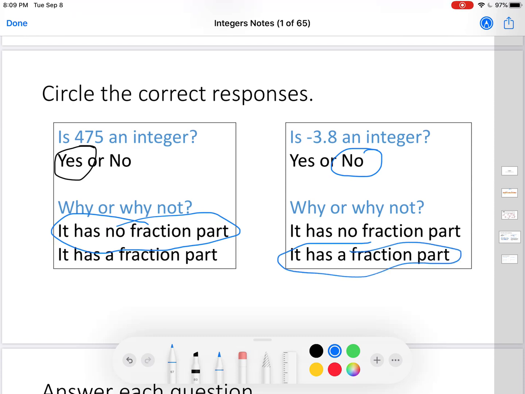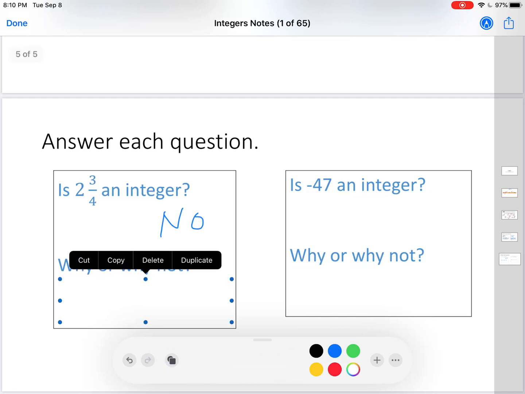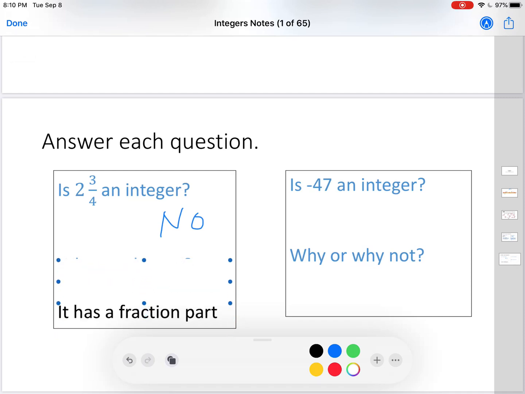Notice, those are the only two possible answers for why or why not if something is an integer. It has no fraction part, makes it an integer. It has a fraction part, makes it not an integer. So, answer each question. Is 2 3/4 an integer? Well, no. Why or why not? Because it has a fraction part.